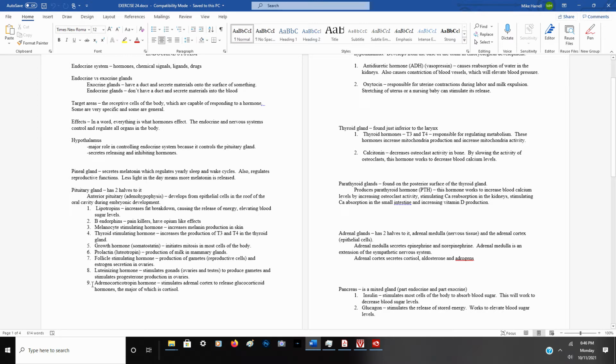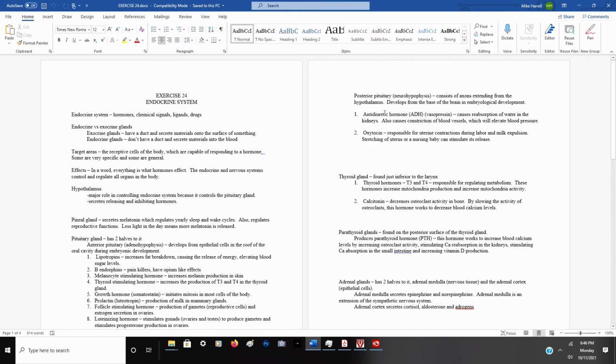Number 9, adrenal corticotropin hormone. Now when we get to the adrenal glands, you'll see there's 2 halves to it. One half's called the adrenal cortex. So adrenal corticotropin hormone targets the adrenal cortex, which is one part of the adrenal glands, and it will stimulate the release of other chemical signals. When we get to the adrenal glands, we'll see those. So there's your 9 big chemicals of the anterior, right? The front part of the pituitary gland.